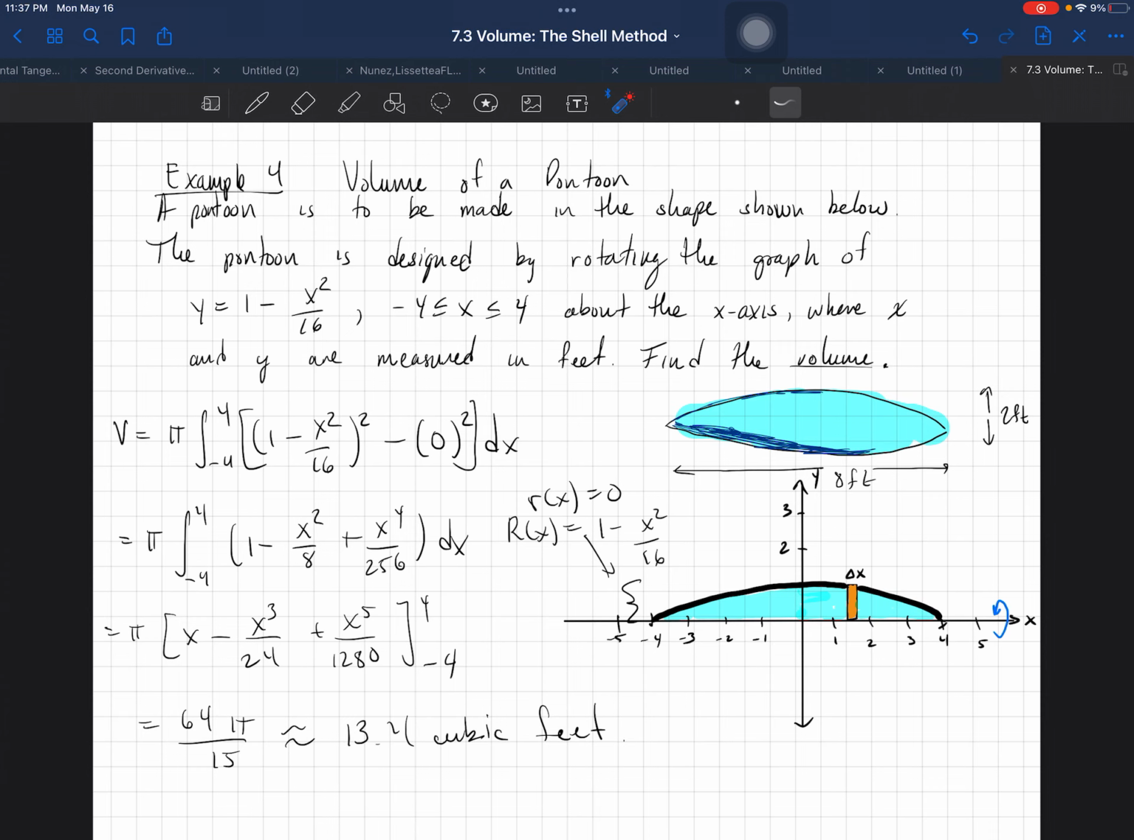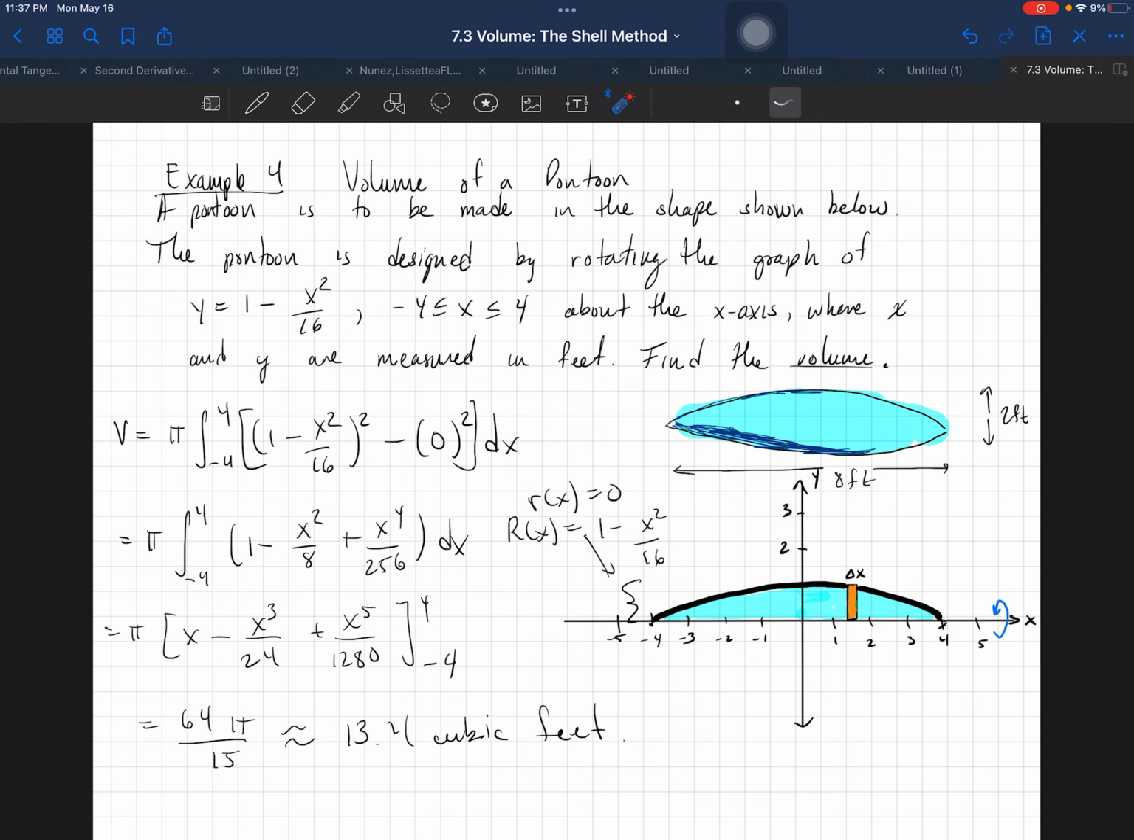This next example is in particular better for us to use this method, and so we're going to go ahead and try it. So we have a pontoon to be made in the shape shown below. The pontoon is designed by rotating the graph of y equals 1 minus x squared over 16 between -4 and 4 about the x-axis, where x and y are measured in feet.